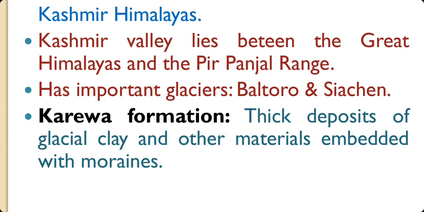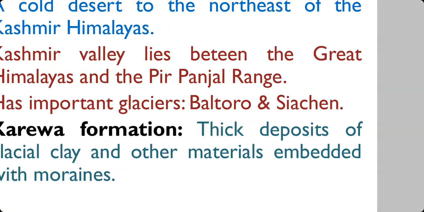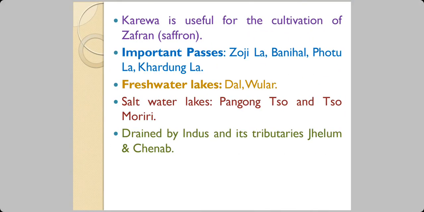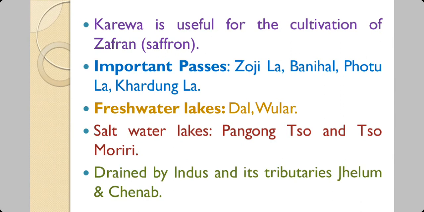Now, there's a type of thick deposit of glacial clay. Glacial clay is a clay which the glaciers have brought, and other materials which the glaciers have brought, and these are embedded with moraines. Moraines are also the material which the glaciers have brought. Now, this is known as the Karewa Formation. This is important for the Himalayas and the Kashmir region. The Karewa is useful for the cultivation of saffron. Now, it has got some passes which are important.